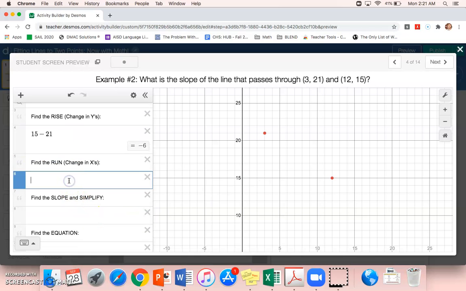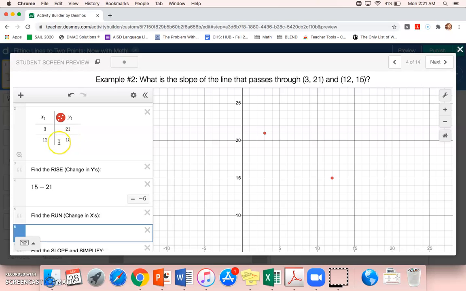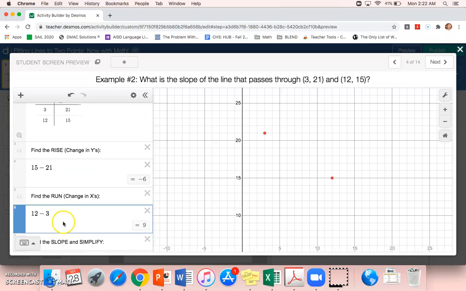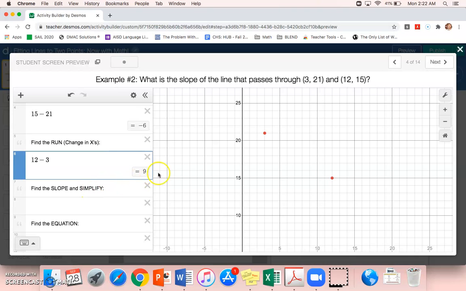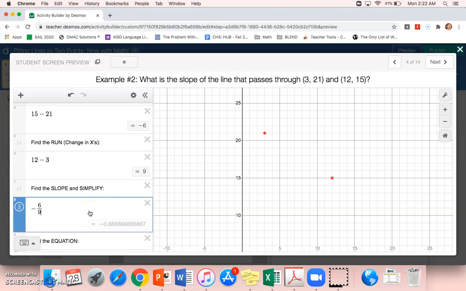Find the run. So I'm going to take my x's. So again, remember I started with the 15, so I'm going to come over here and start with the 12. 12, find the difference from 3. So 12 take away 3 is 9. That means my slope is -6 over 9. Right? So drop 6, run 9.